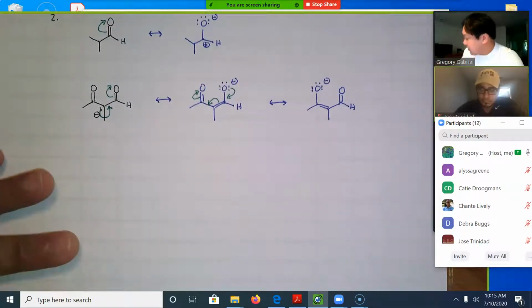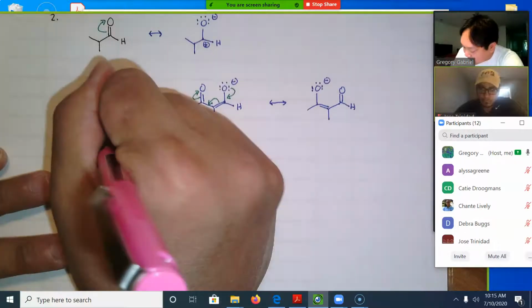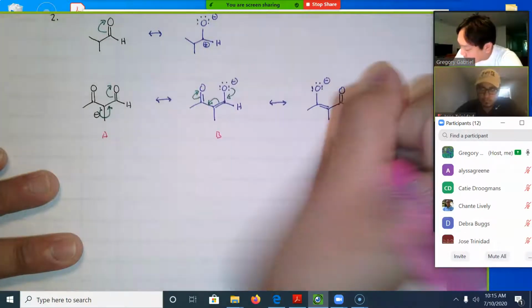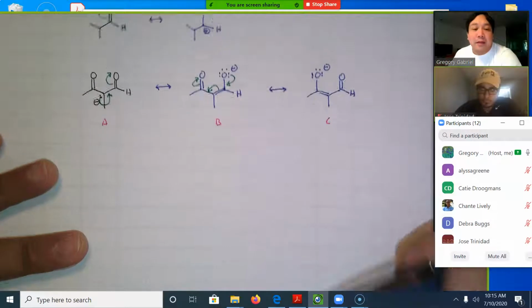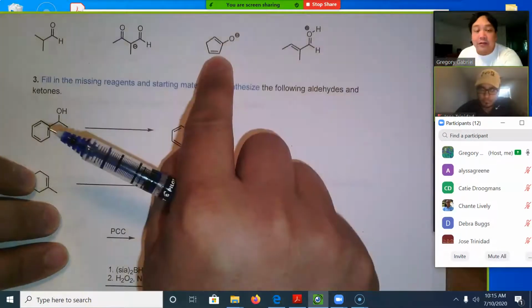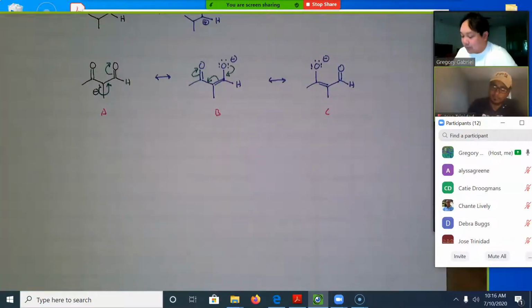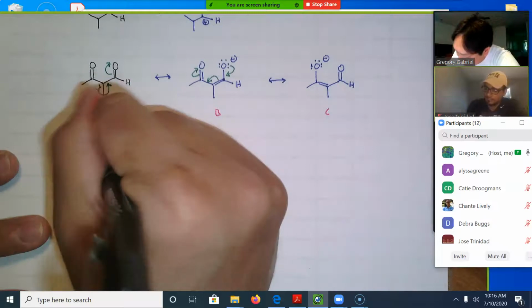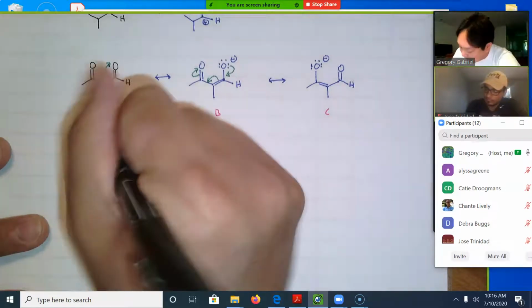And let me actually put that as an emphasis. A, B. Let's take a look at this. We have another anion. What am I trying to test you on with this molecule?